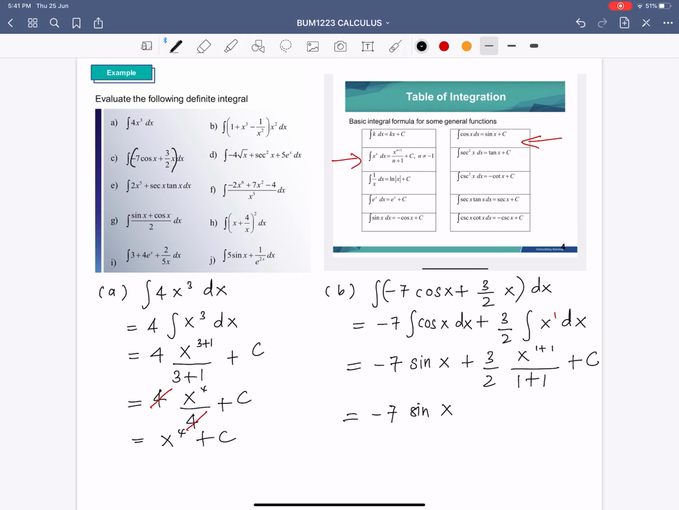Oh, I discussed question C. It's all right. No, I'm really sorry. This is supposed to be question B. Okay. -7 sine x, and then plus 3/2 times x squared over 2 plus c. And this can be rewritten as -7 sine x plus 3/4 x squared plus c. Okay. So this is the answer.